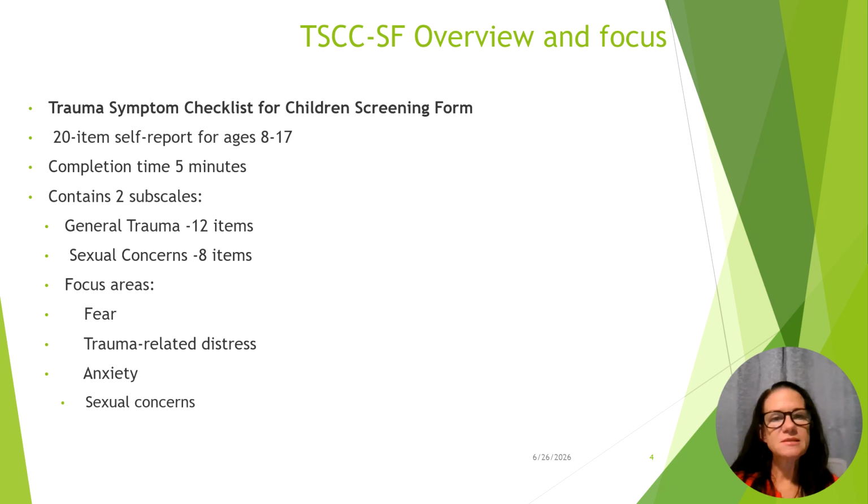The TSCC-SF is a brief self-report tool for children and adolescents aged 8 to 17. It is a 20-item assessment that takes around 5 minutes to complete and focuses on fear, trauma-related distress, anxiety, and sexual concerns. Some example questions may ask the child whether they feel safe and help identify if further trauma assessment may be needed.